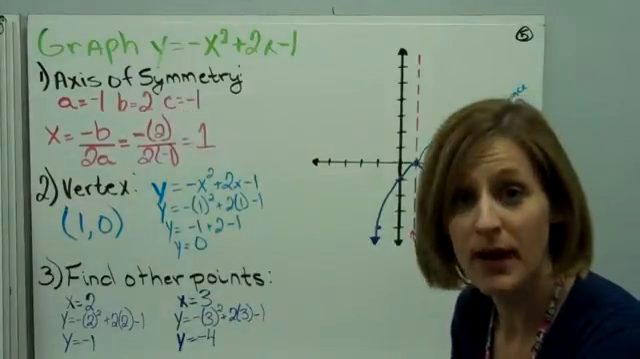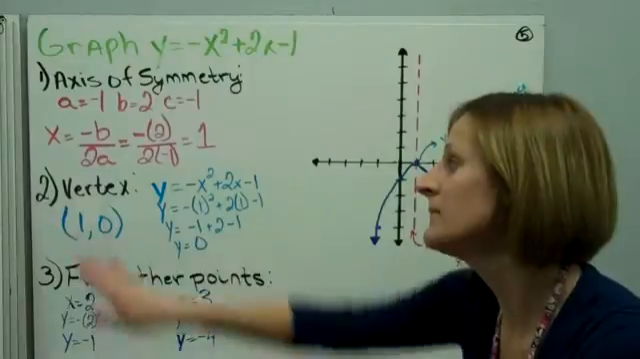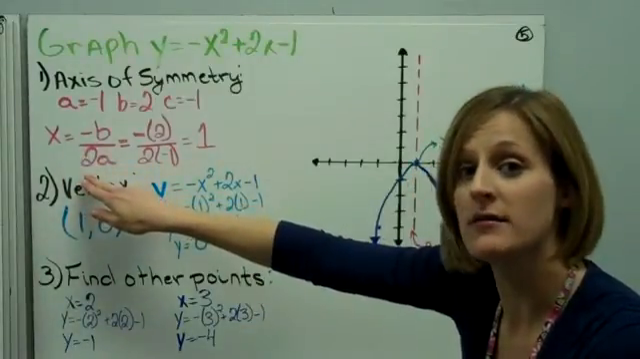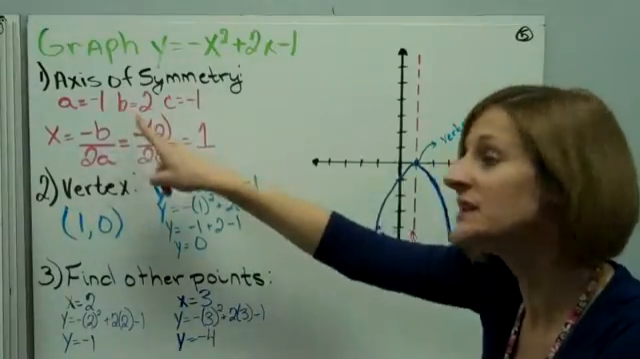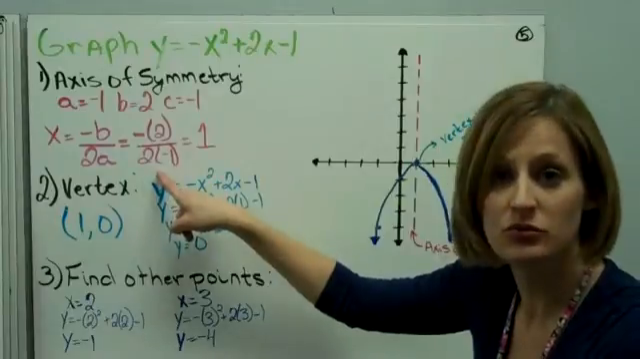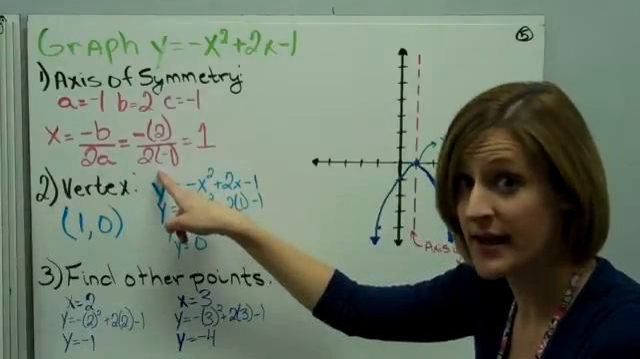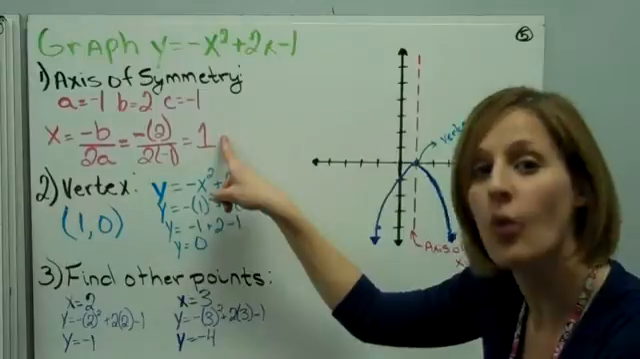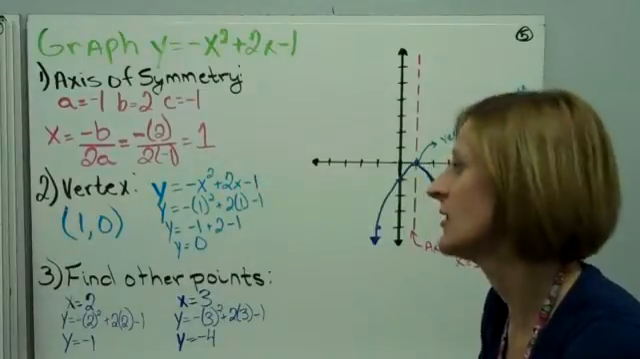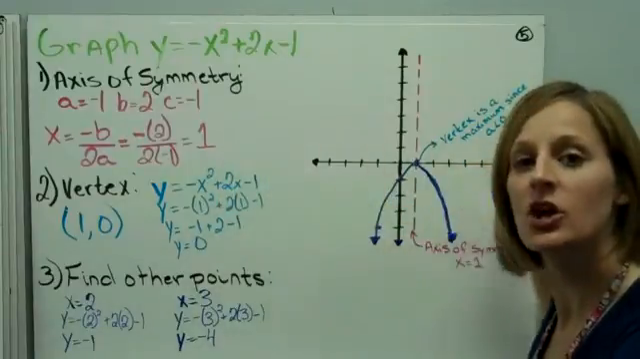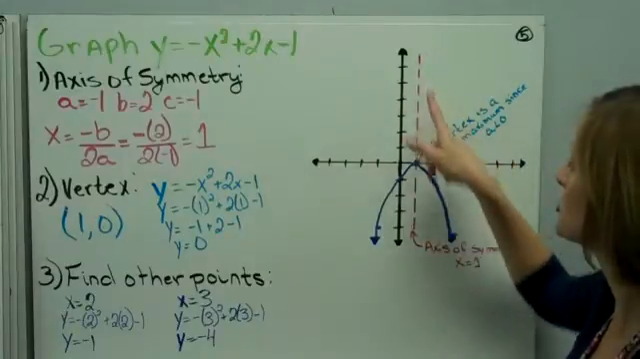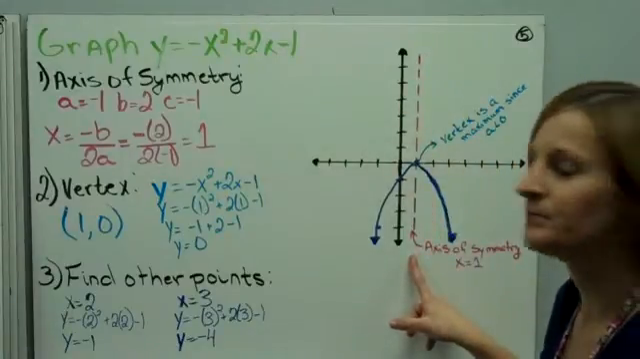So, I take my axis of symmetry formula, x equals the opposite of b divided by 2a. The opposite of 2 is negative 2. 2 times a is negative 2. Negative 2 divided by a negative 2 is a positive 1. Remember, when we divide a negative by a negative, we get a positive. So, I'm going to come over here on my graph and draw my axis of symmetry. At 1, I'm going to draw a dotted line all the way down.